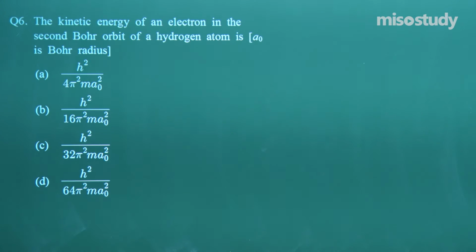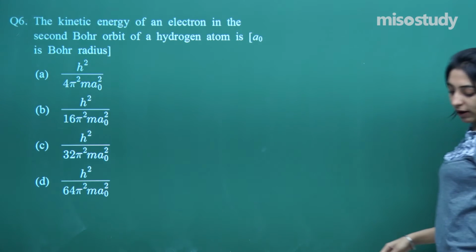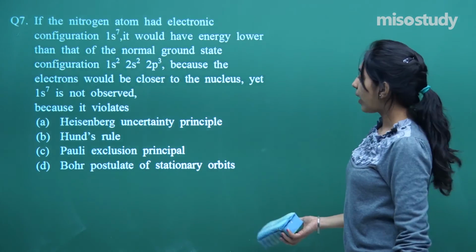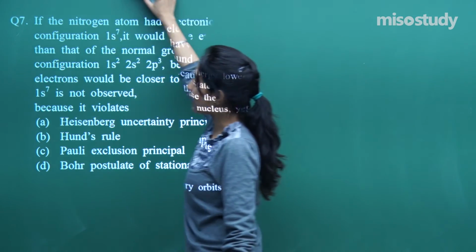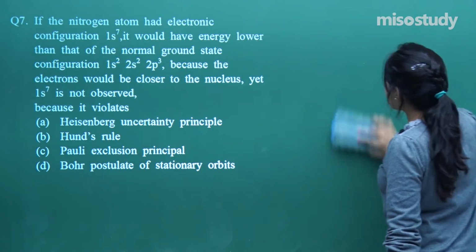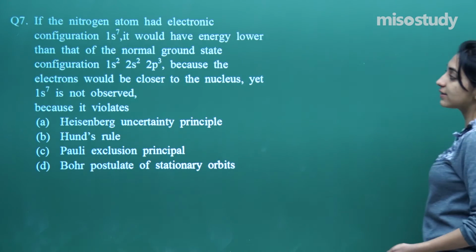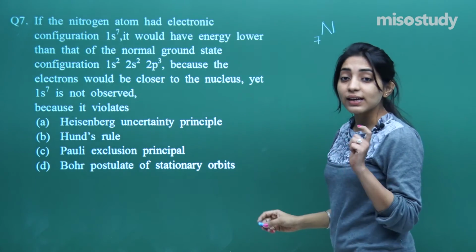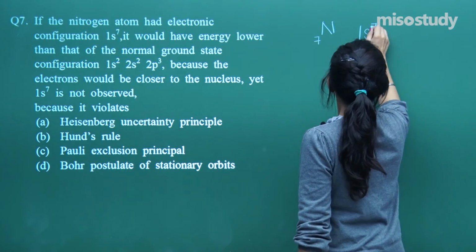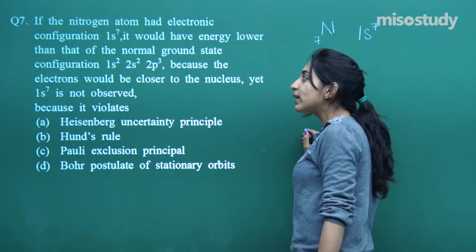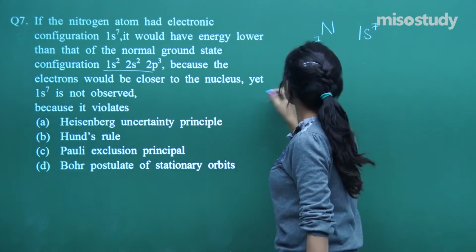So guys, now we are left with 3 or 4 other questions, and let's see what is being said while we'll be talking about question number 7. You might be thinking, ma'am, it's again a lengthy question, but guys, this is really an easy question. The question says, if nitrogen atom had electronic configuration 1s7. So nitrogen atom is atomic number 7. Let's say the electronic configuration is 1s7. Okay. Now he is saying it would have lower energy than that of the normal ground state electronic configuration.